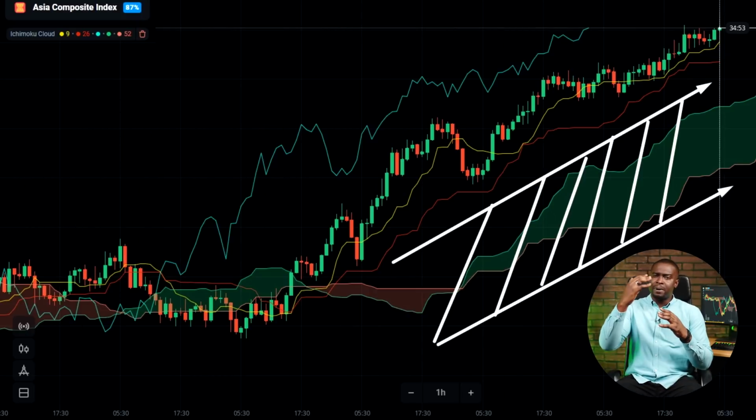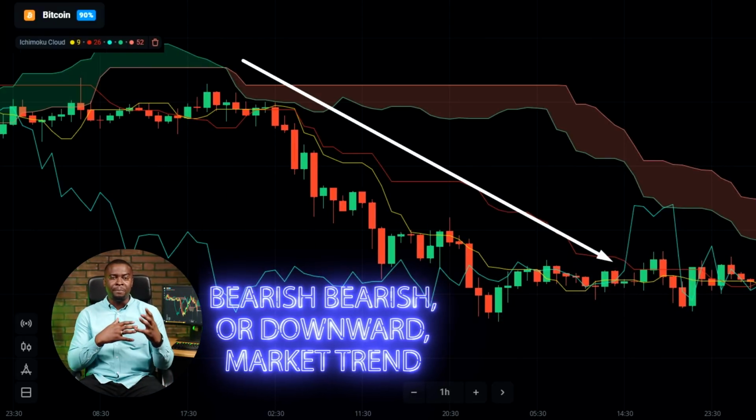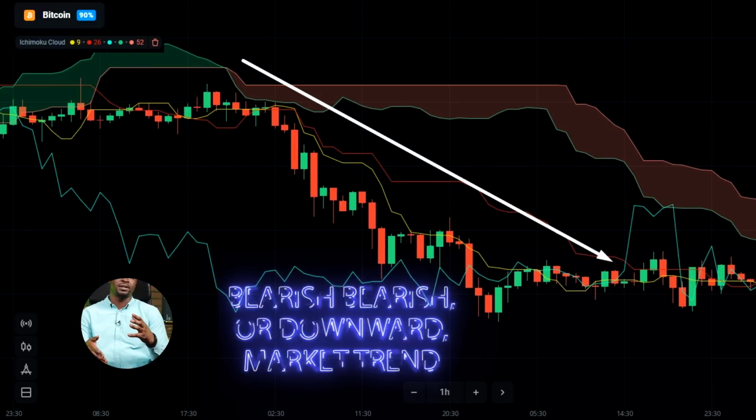There are several ways to interpret it and spot trading signals. First of all, it is essential to identify the directional bias by observing whether price is above or below the cloud. If the price is above the cloud, it indicates a bullish or upward market trend. If it's below the cloud, it suggests a bearish or downward market trend.